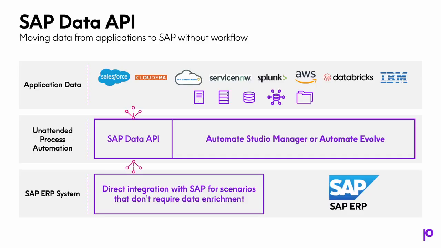All right, so what does this look like in practice? Well, if you think about the SAP Data API and how we just described it, it's really great for moving data from applications to SAP that don't require workflow. So these can be applications where the application has some activity that happens in it, and that data that is created or managed in that other application needs to get into SAP. So it's going to call the SAP Data API through Studio Manager or Evolve, and then you've got direct integration into SAP. Again, perfect for those last mile applications.